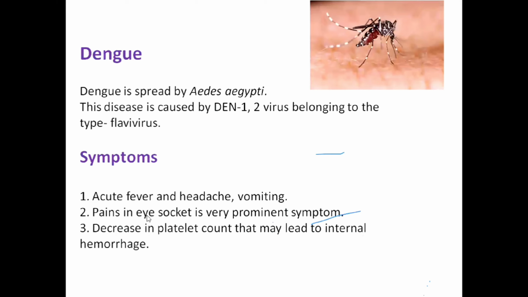Here we should keep in mind what platelets are. Platelets are a very important factor of our blood, playing an important role in our immunity. Immunity means the resistance power of our body against pathogens. So if the platelet count decreases, there may be internal hemorrhage, and we can lose our immunity.